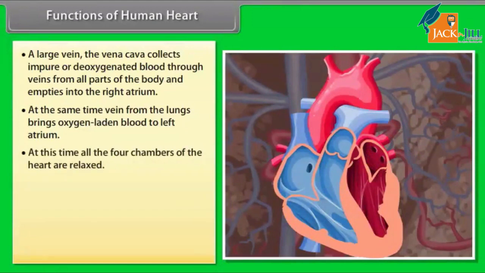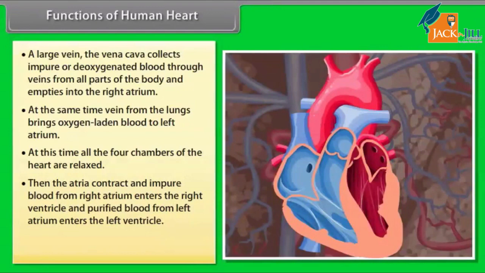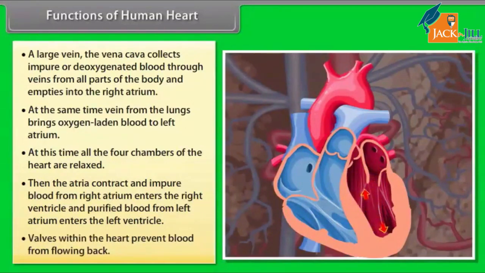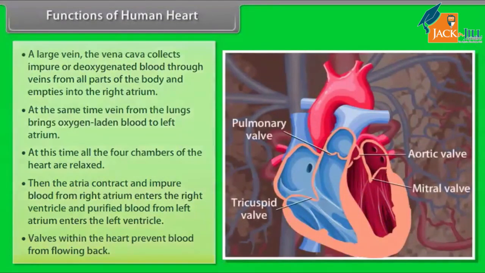At this time, all the 4 chambers of the heart are relaxed. Then the atria contract, and impure blood from the right atrium enters the right ventricle, and purified blood from the left atrium enters the left ventricle. Valves within the heart prevent blood from flowing back.